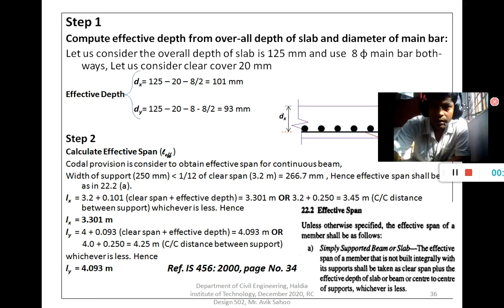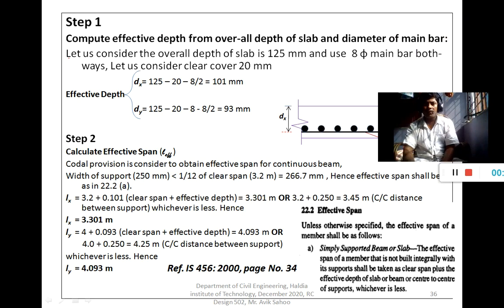So similarly in step 1, find out effective depth from overall depth of slab and diameter of main bar. So to get the effective depth you have to assume overall depth of slab and diameter of main bar. Let us consider the overall depth of slab is 125 mm.